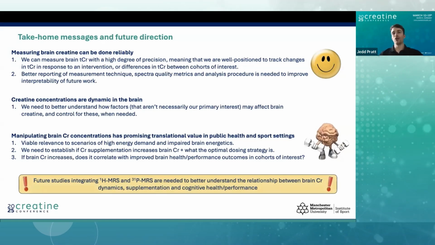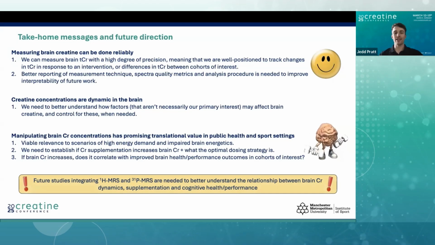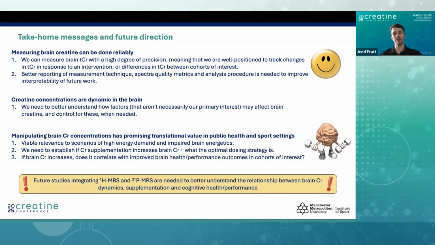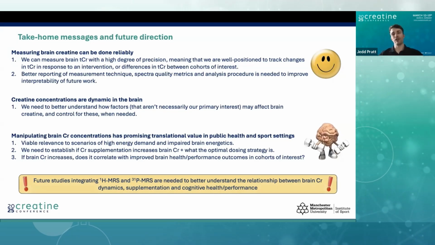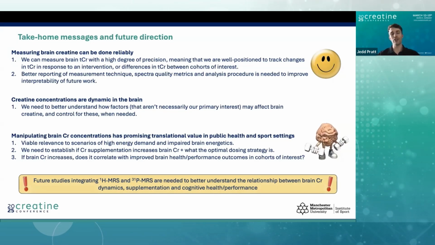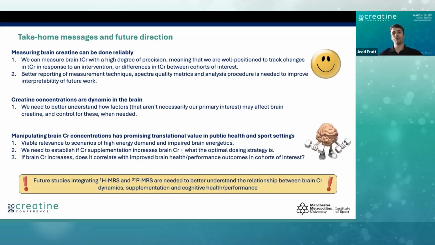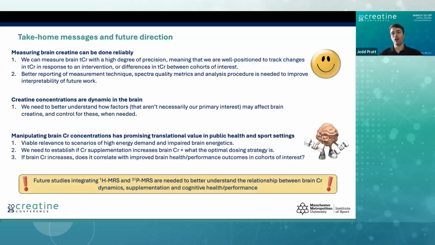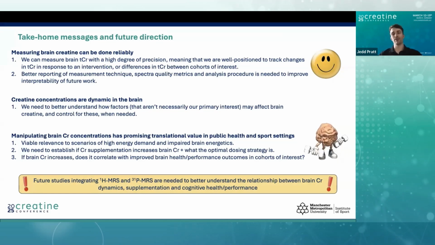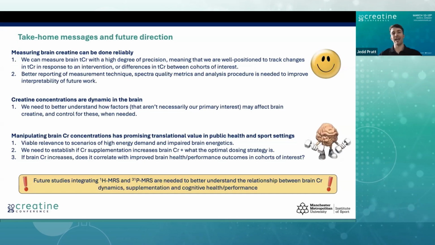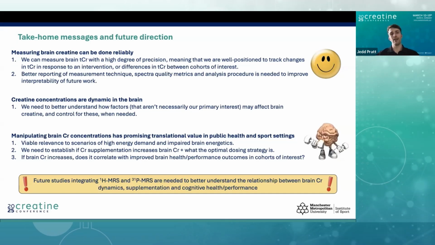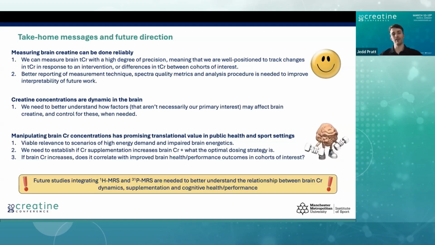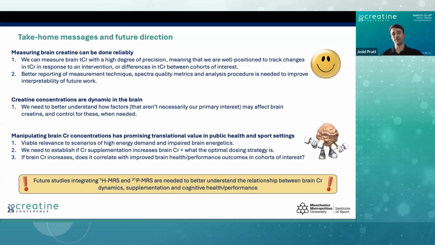And then the final point is to stress that if it is possible within your labs, if you have the possibility of having a multinuclei spectroscopy setup, focusing on proton or 1H MRS and 31P, or phosphorus MRS, these are ultimately needed to provide the full picture of brain creatine dynamics: free creatine, phosphoryl creatine, and the overall creatine pool, and how they relate to oral supplementation of creatine and our cognitive health or performance outcomes. So we really need to start building a high quality body of evidence using this multinuclei approach to better understand the full picture here.